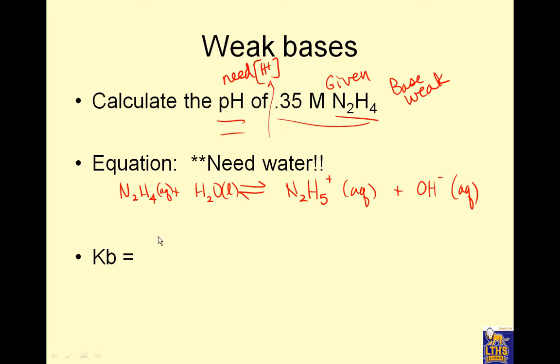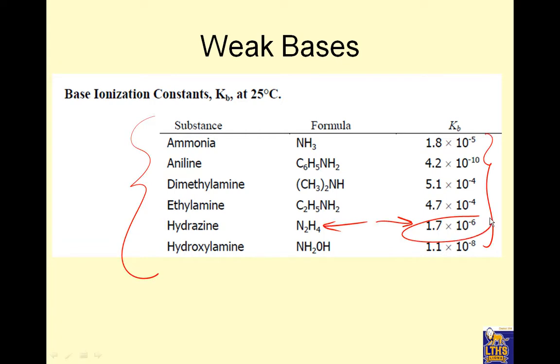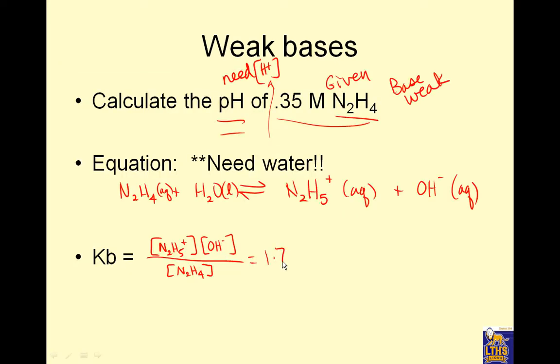All right, so Kb is products over reactants, so we have N2H5 positive and OH minus over N2H4 hydrazine. All right, the Kb, we looked at that table, is 1.7 times 10 to the negative 6. And now we need an ICE table. Initially, we have 0.35 molar of this, and none of that and none of that. That's going to change. By what? Some of that's going to go away, and every time that happens, we'll get one of those and one of those, because the coefficients are 1s, right?